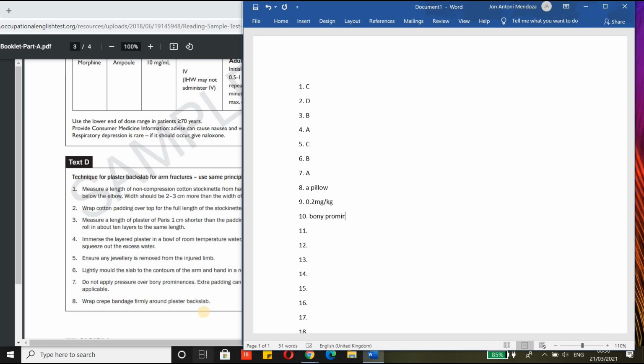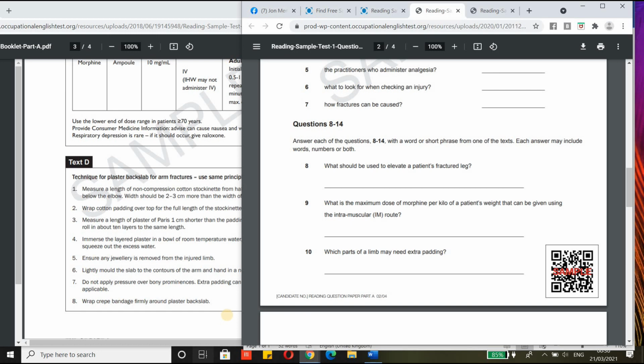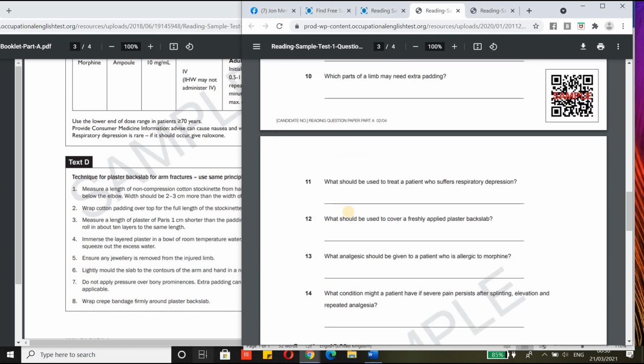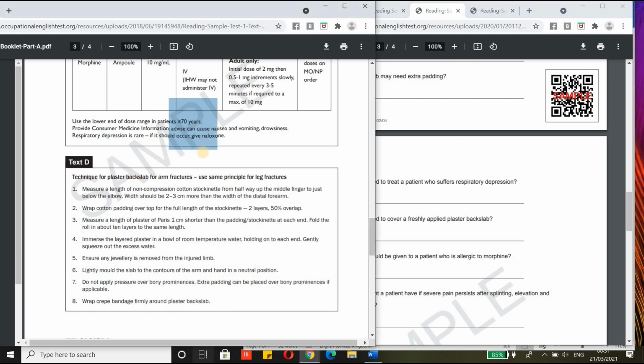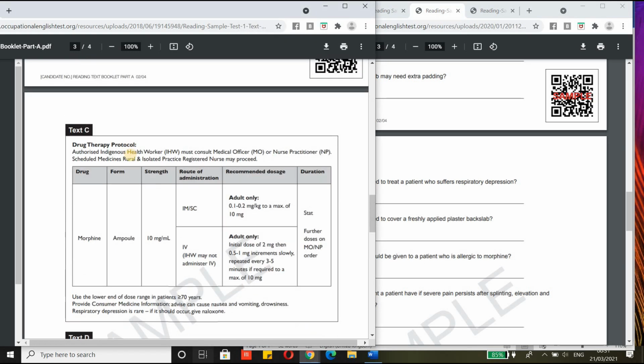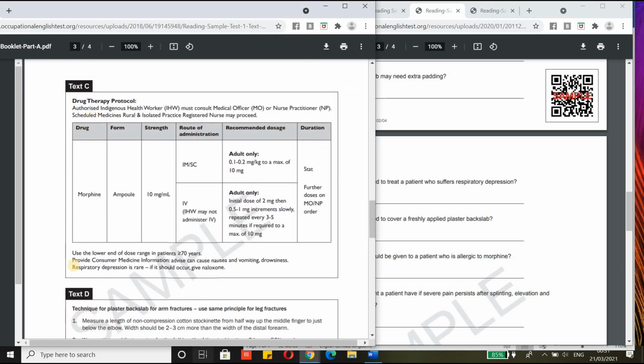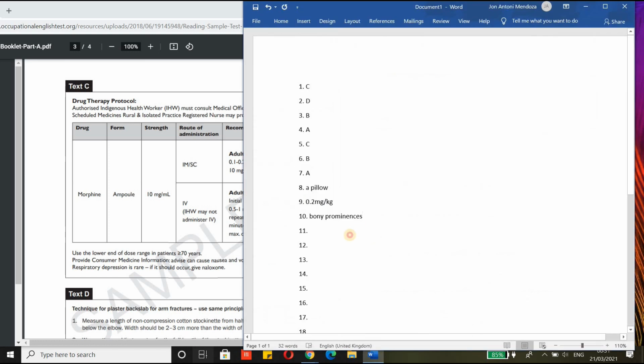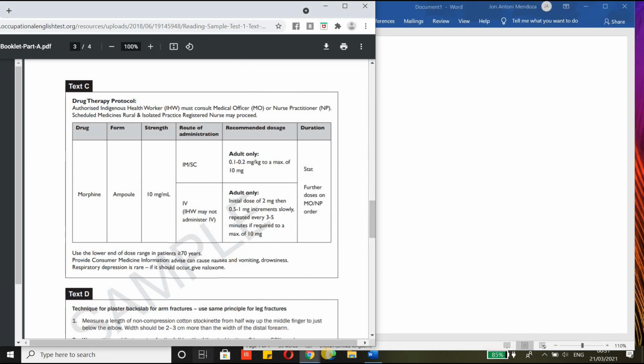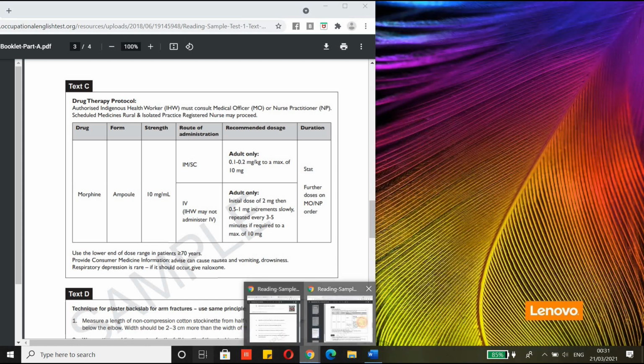Bony prominences. Okay. 11. What should be used to treat a patient who suffers respiratory depression? So it should be under the medications. The respiratory depression, if it should occur, give naloxone. So that's the antidote. Okay, number 12.